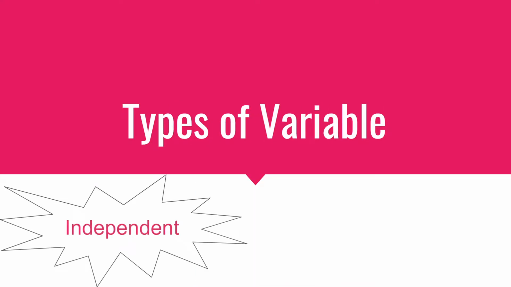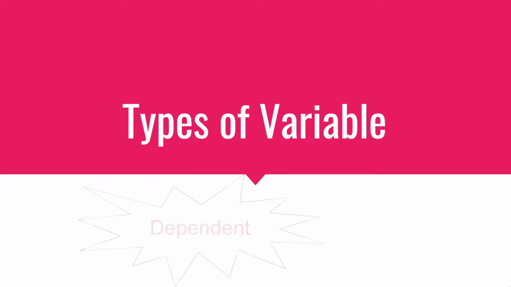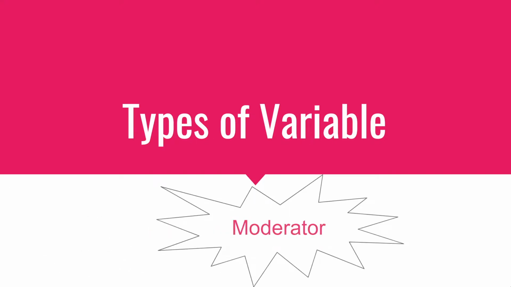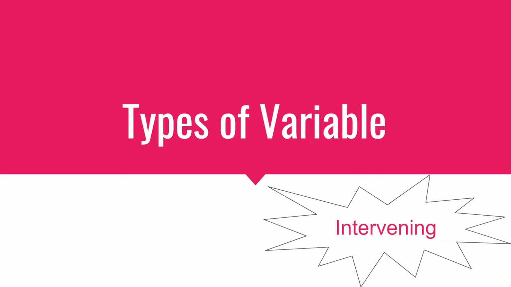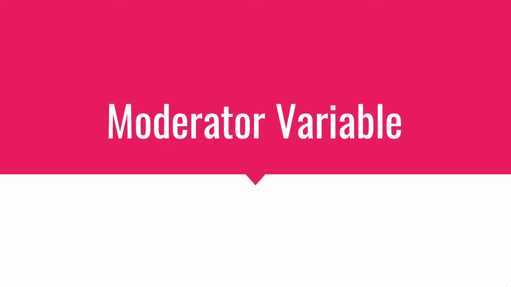There are five types of variable: independent variable, dependent variable, moderator variable, control variable, and intervening variable. Today we will discuss the moderator variable.